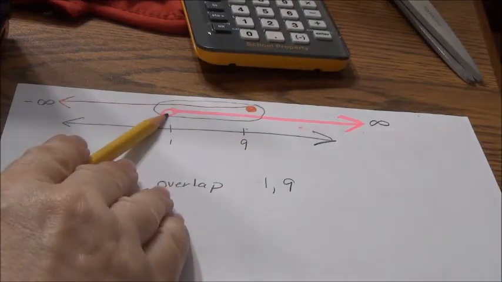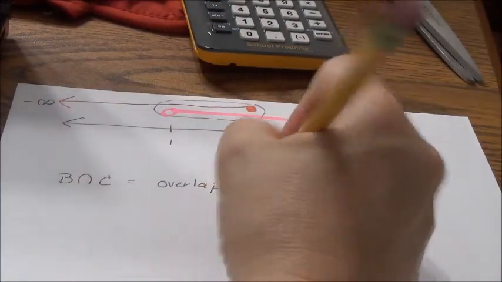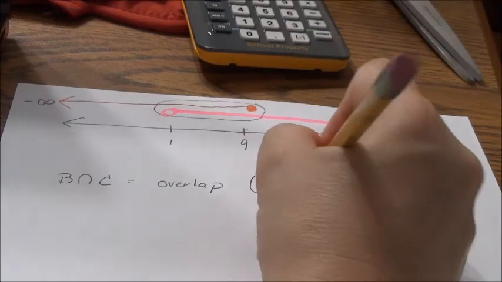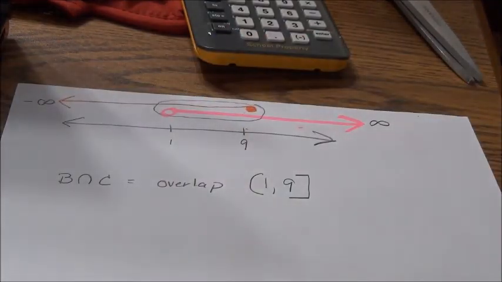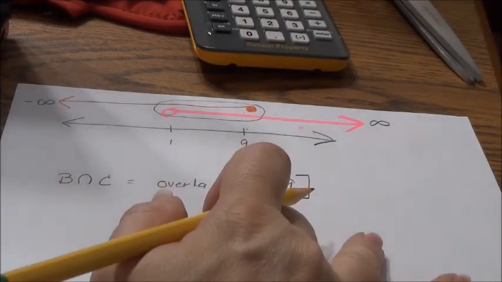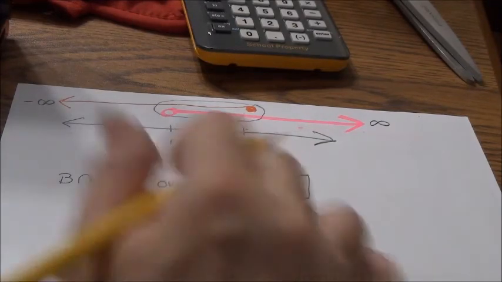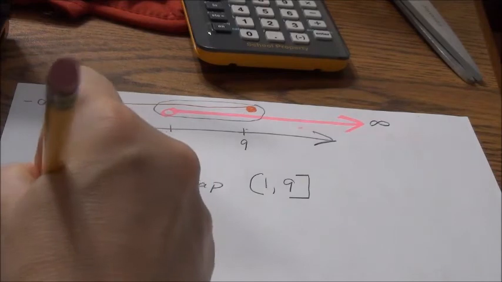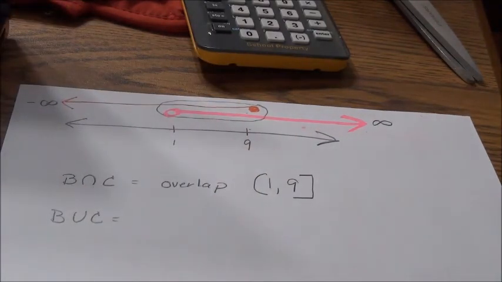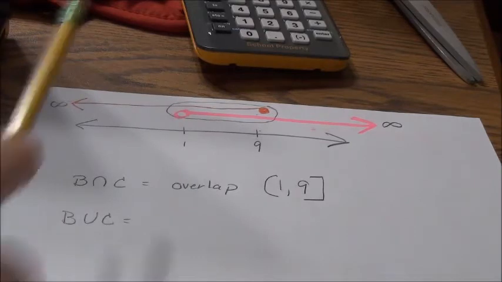The 1 has an open circle, it's going to have a parenthesis. The 9 has a filled in dot, going to have a bracket. That's actually the second question, so you'd have to enter that in the second spot. My first question is, what is the union? B union C. Anything that is shaded on my graph is part of my union.